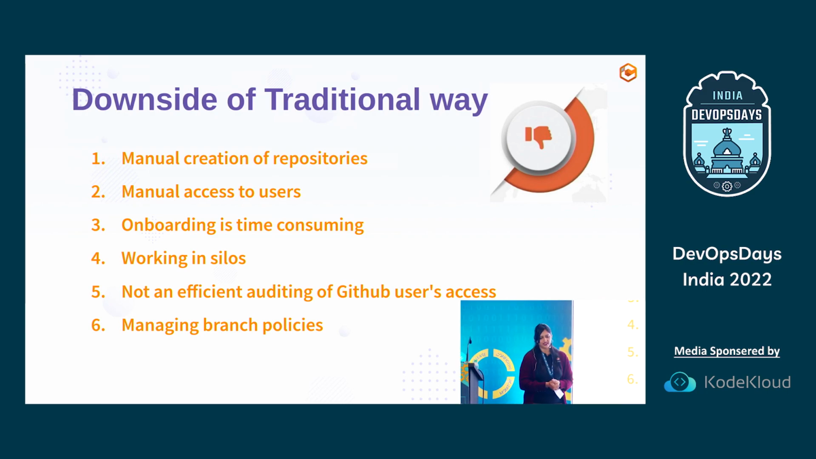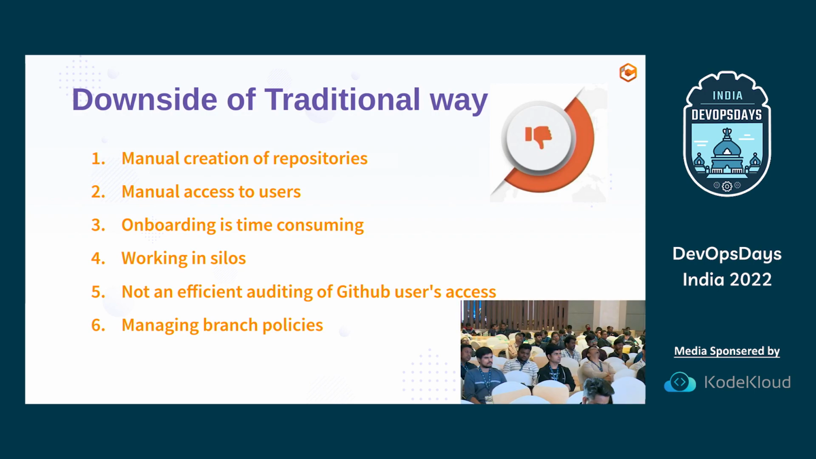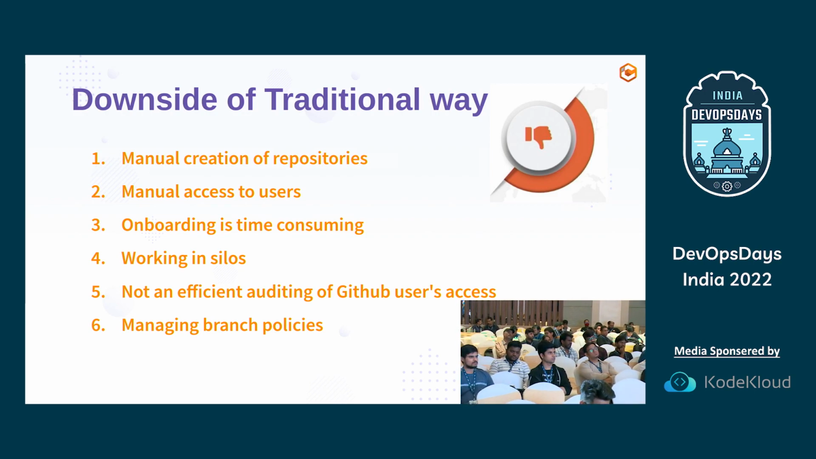Moving to giving access to users, manually one has to go over to GitHub, use the UI, and assign users to any repositories or any team. Generally, onboarding in a big organization is even more time consuming. In a big organization, users join frequently, they are offboarded frequently. But this process takes time. They had to work in silos to get the required access.